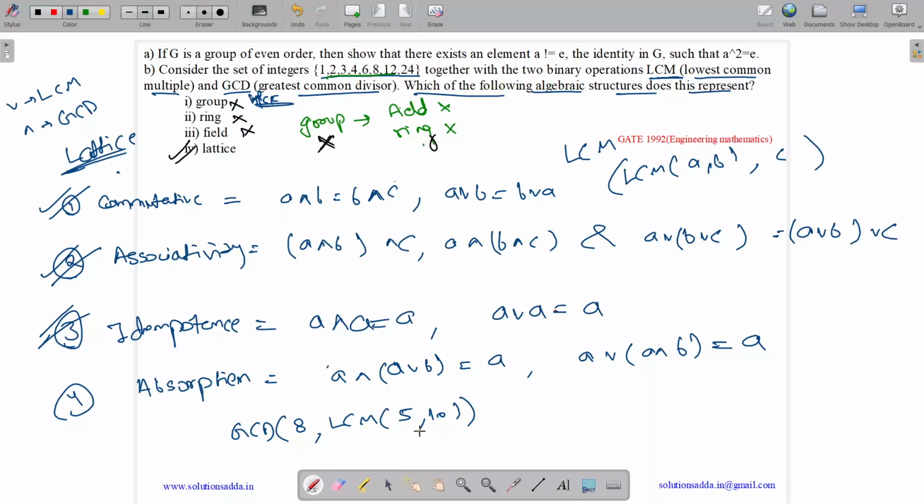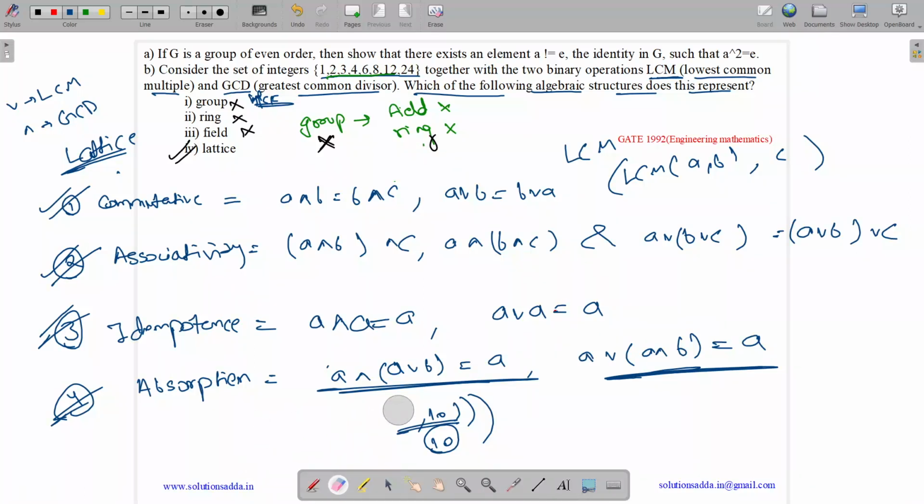The LCM is the least common multiple, so it should be 10. And what is the GCD of 8 and 10? 8 and 10 have a GCD, the greatest common divisor. So it follows this property. Both the properties are followed. Thus, you can see that it is a lattice. Okay, thus you can either do it by this method or the previous method.